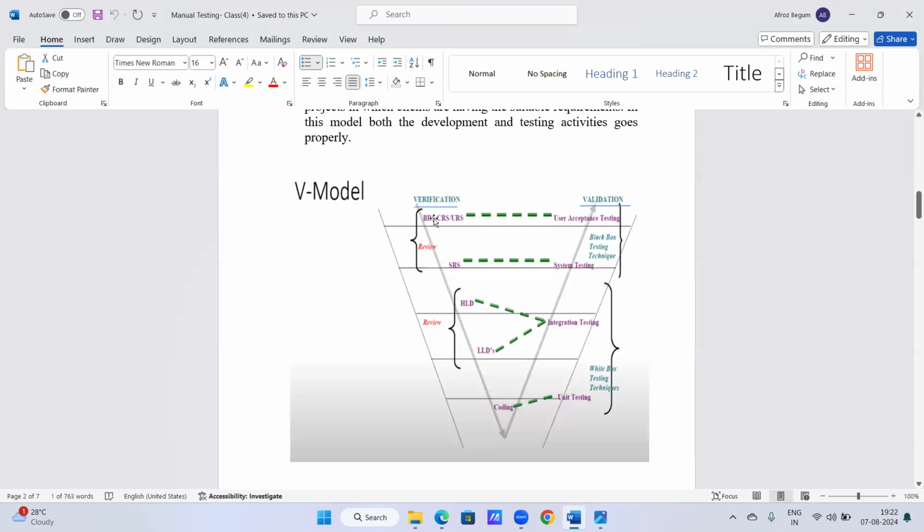Now, the second phase. What is the second phase? BRS document can't be understood by technical people, right? Like developers, testers. We need a document that is more technical and detailed, right? So based on this BRS, CRS, URS document, there will be another document prepared, that is SRS document. So SRS means what?